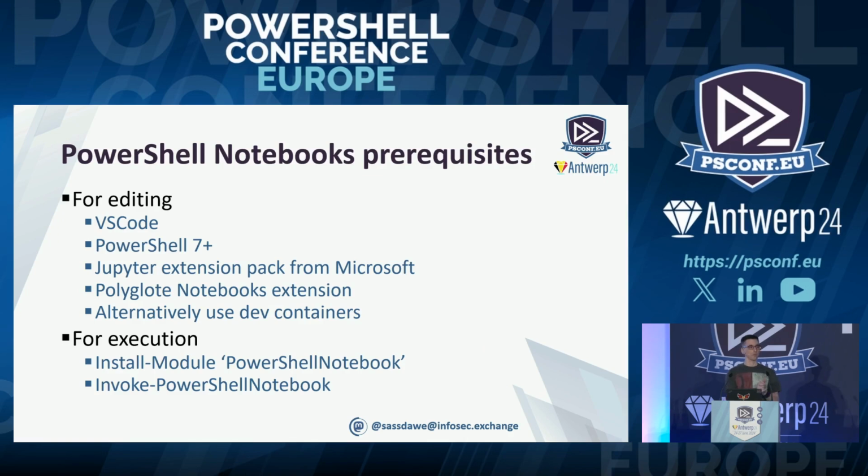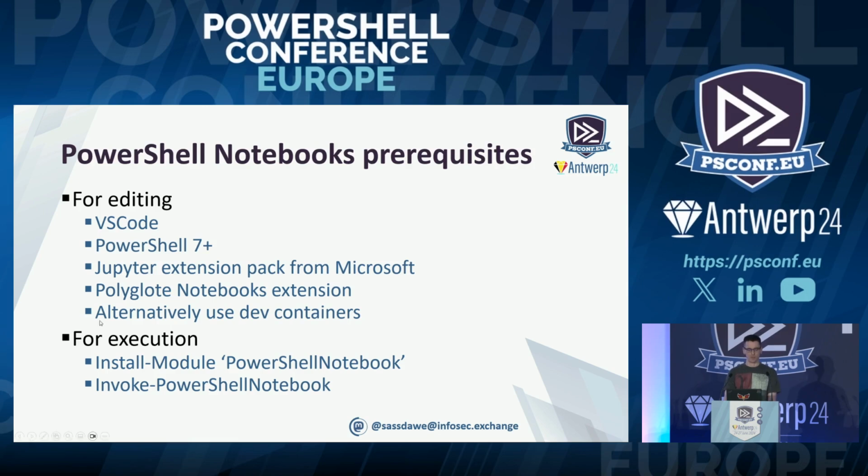Yes. So what you need to use all of these things, if you want to edit them, probably VS Code is the best place to start. You need PowerShell 7 Plus. You need the Jupyter extension pack from Microsoft for VS Code. It will install 4 other Jupyter-related extensions. These are basically the 3rd most downloaded extensions on the VS Code marketplace. So if you have problems with it, probably you will find your solution with 1 or 2 searches on the internet because it's so popular.